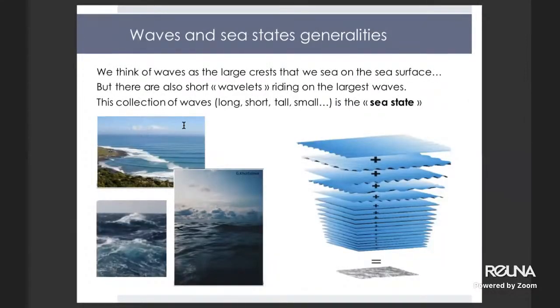So what are waves? We think of waves as the general large crests that we see at the ocean surface, for example, here from the coast. But there are also a lot of short wavelets riding on these large waves, as you can see in these two pictures. And this collection of waves, which can be long, short, tall, small, is referred to as the sea state. So here is the schematic representation of all these different possible wave systems that are superimposed to create the full sea state.